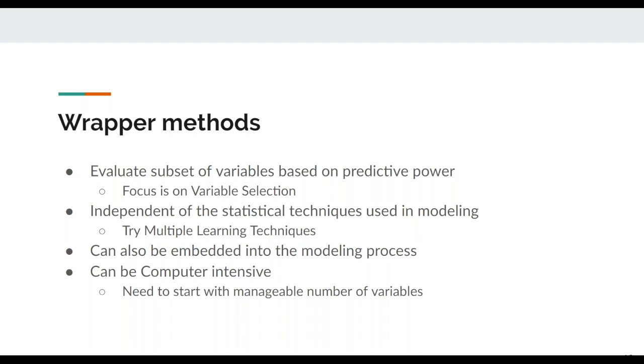Wrapper methods tend to be embedded in the model processing itself. So random forest, as I mentioned, actually does feature selection in the process itself. This is how they are designed. But at the same time, they can be quite computationally intensive. I'm not talking only about random forest, I'm talking about wrapper methods themselves. So ideally, you want to begin the process with a reduced number of variables. In other words, you can combine filter methods with wrapper methods in order to have a feature selection pipeline.